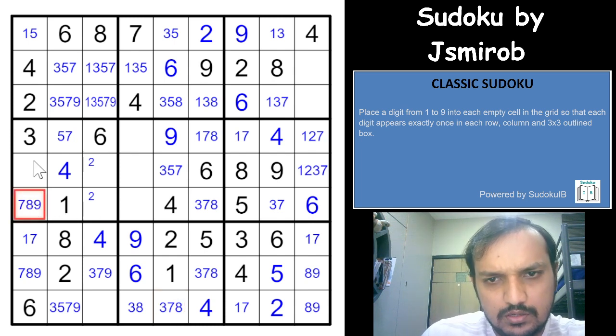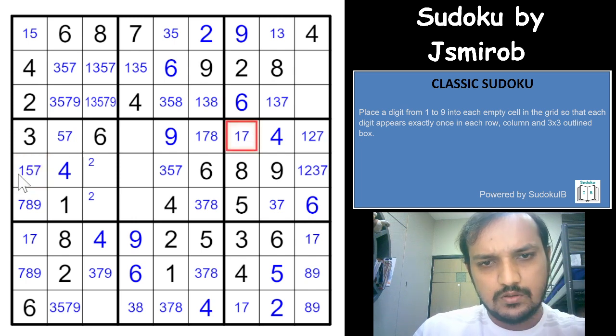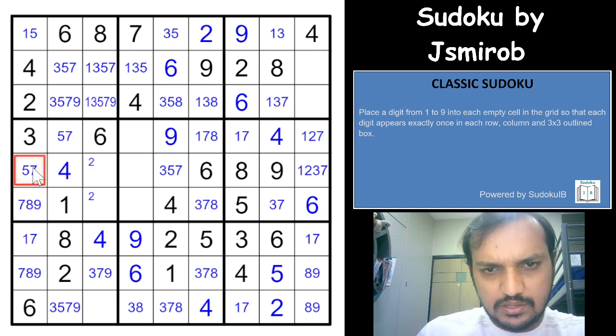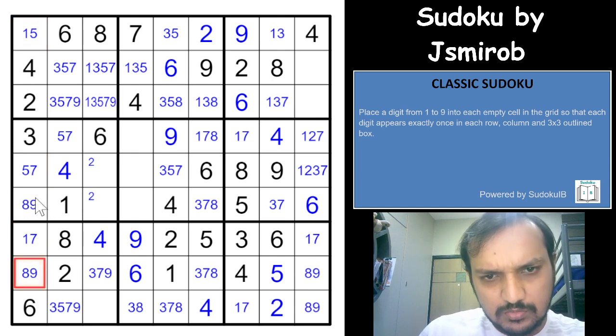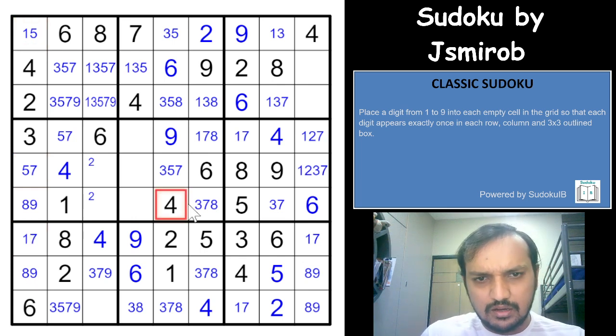Seven, 8 and 9. 8 9 1 5 and a 7. No, not even a 1. Okay, 5 1 8 9 5 7, right? Oh, you have a 1 5 7 triplet here. So 8 and 9 cannot be here, 8 and 9 cannot be here, both 8 and 9. So you have an 8 9 hidden pair here.